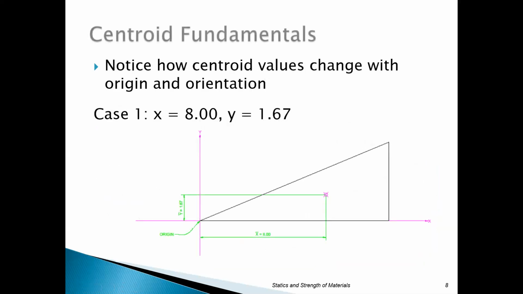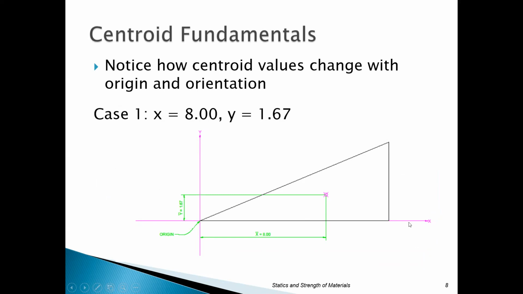Here's an example. Notice how your centroid value is going to change with origin and location, looking at what we would call case 1. This is exactly what you're seeing in the book. This is my origin, and through it I'm passing an x and a y axis. That symbol represents where my centroid is. We know this distance is 12.